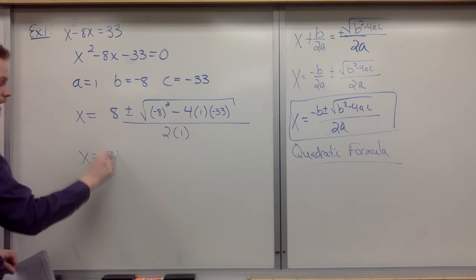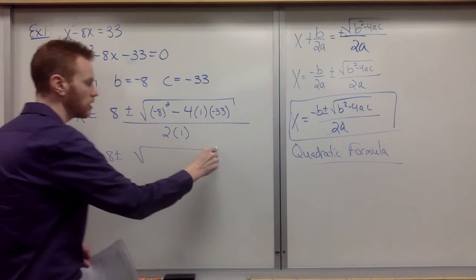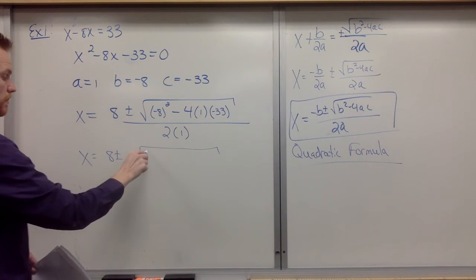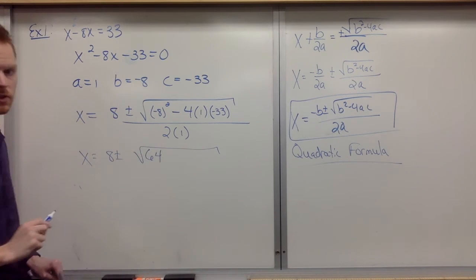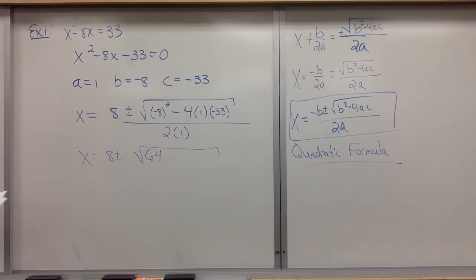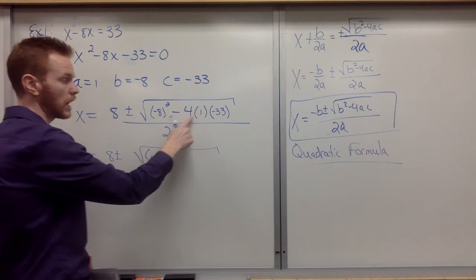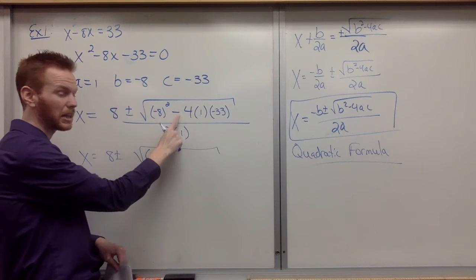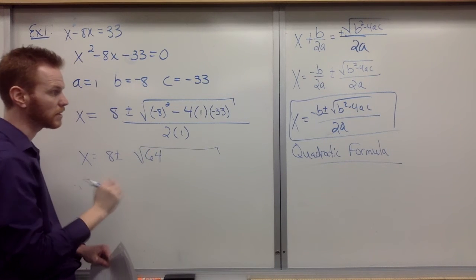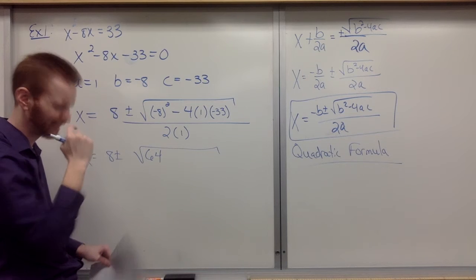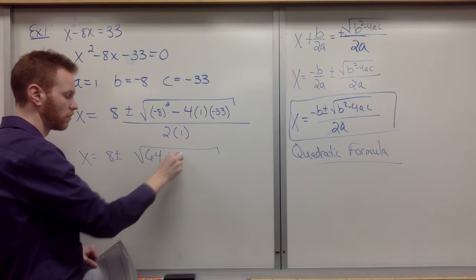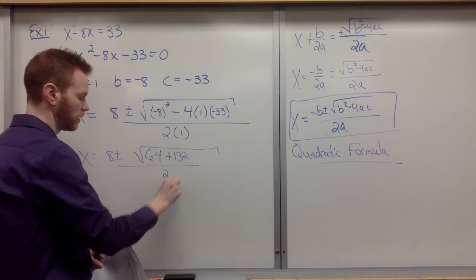Now, when I simplify this, I simplify what's underneath the radical first, okay? That's what I want to do. So it's going to be 64, that's negative 8 squared, okay? Now, 4 times 1 times negative 33, already it's negative 4, I should have said. Okay, that's going to be, let me try again. That's going to give me a positive 132. Divided by 2.